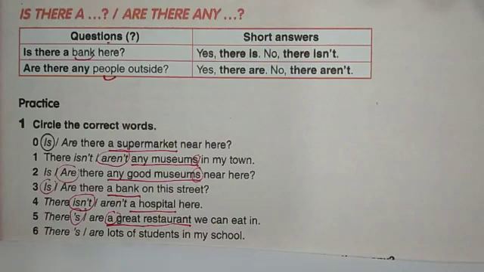Now we come to number 6. There is or are lots of students in my school. Lots of students in my school shows that it is a plural noun. So if it is a plural noun, we will have to use "are". So the answer will be: there are lots of students in my school.